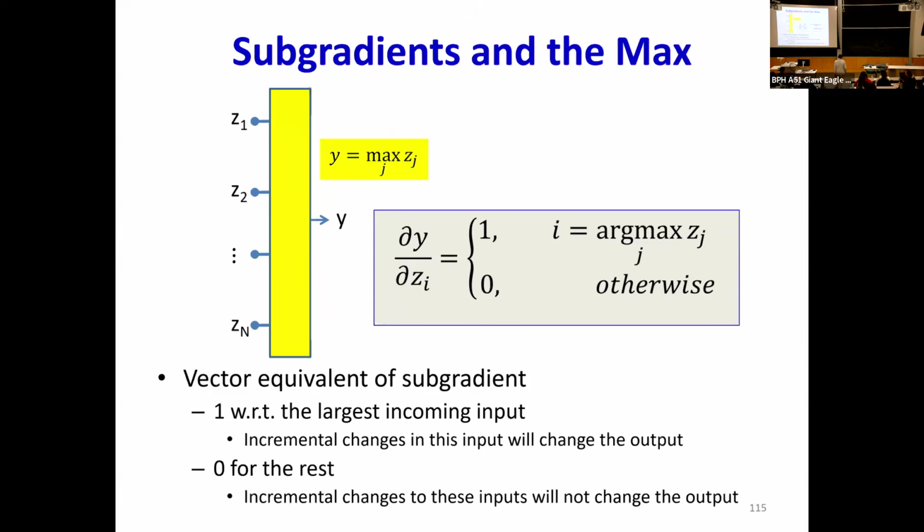So in this case, the derivative of y with respect to x is going to be 0 with respect to all of these guys. What is the derivative of y with respect to this largest value? 1, because perturbing it by a little bit will also perturb y correspondingly.